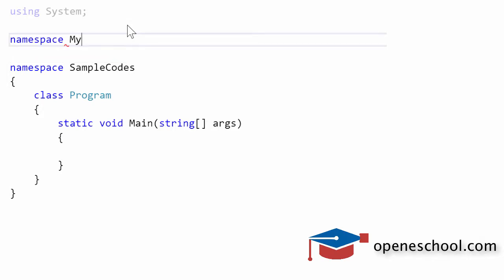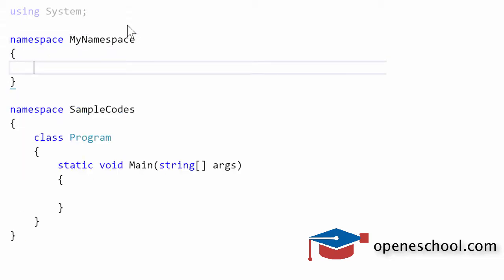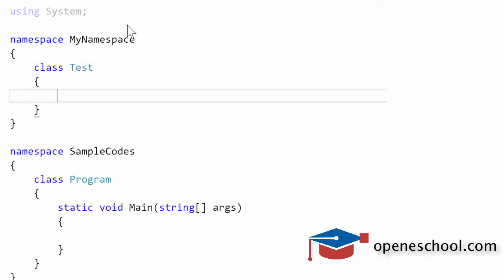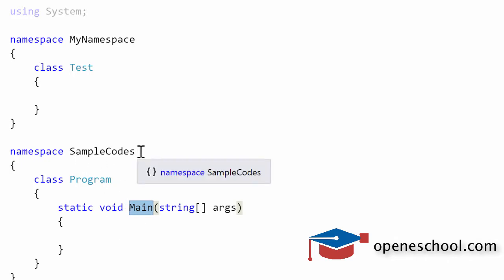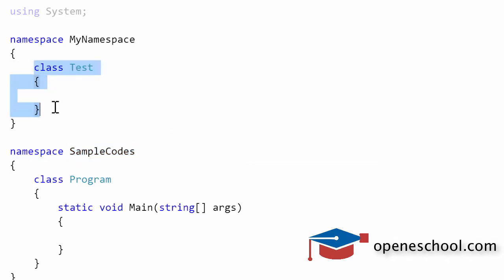Let's call it my namespace, and let's create a class Test, which is an empty class which we have created in this namespace, which is my namespace. Now, the main function in which we will be creating the object of this class, as you can notice, the main function is defined inside a separate namespace, and the name of this namespace is sample codes. Now, this is the class which is in an external namespace.